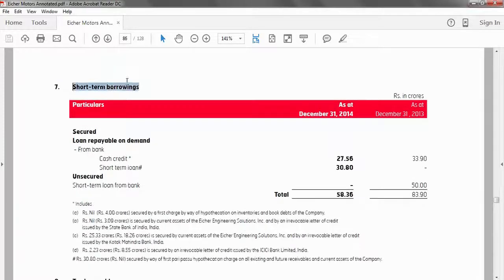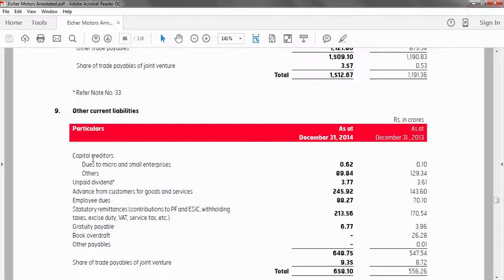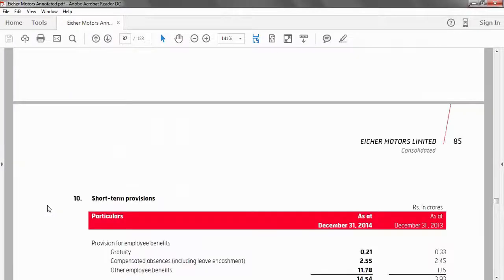Then if you look at short-term borrowings within the notes, you get how much is from bank, how much is from short-term loan, cash credit, etc. And what kind of secured or unsecured loans do they have? They have small data. Then we go to other current liabilities, and you see things like unpaid dividend comes here, things like advance from customers from goods and services, employee dues that you've not paid as of 31st of March or as of December 31st. Gratuity payables, statutory remittances, things like VAT, service tax, etc., that need to be paid but have not been paid as of now, and other stuff around that could also be there.